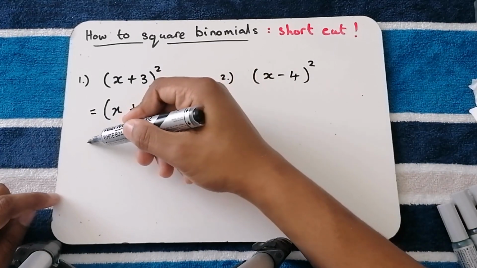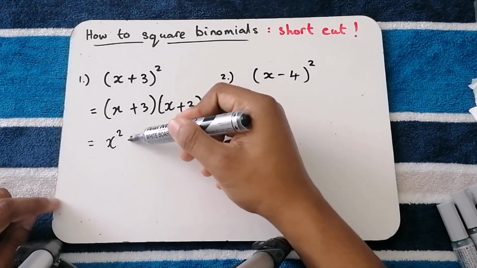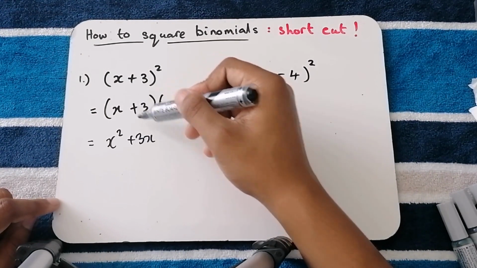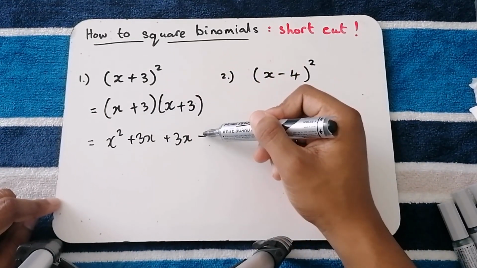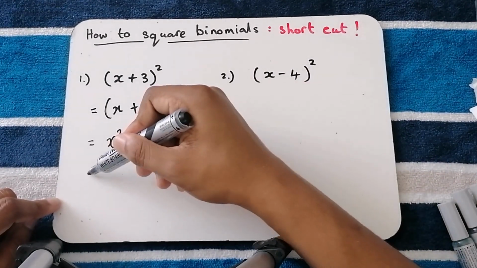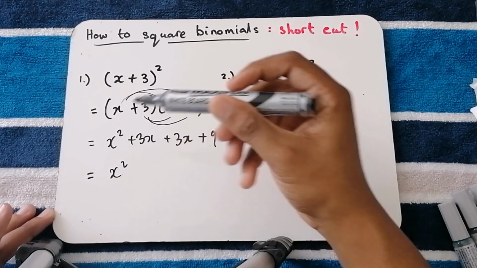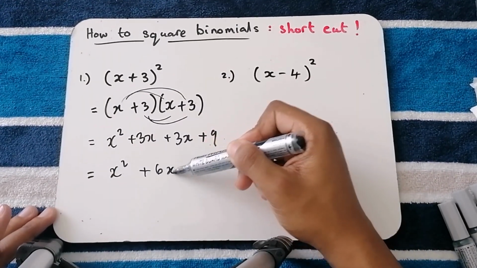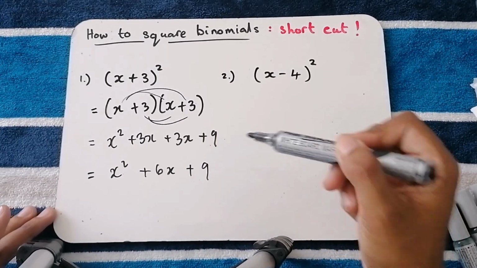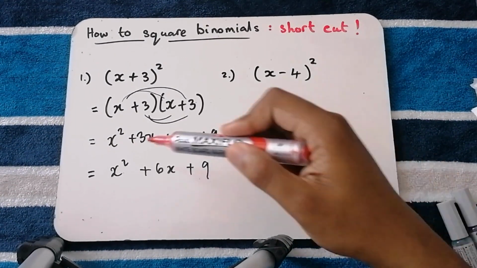X times x is x squared. X times 3 is 3x. And then 3 times x is also 3x. And lastly, 3 times 3 is 9. Okay. Now I'm going to add my like terms in the middle, and here we have 3x plus 3x, which is 6x.